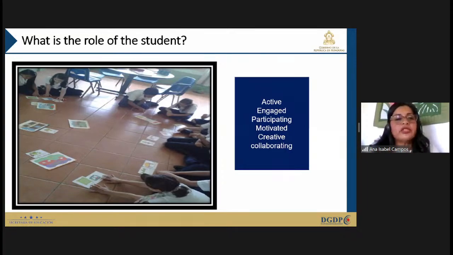Here in this picture, you can see the students actively engaged. They are learning together, they are sharing, they are looking at pictures, selecting, describing, organizing the pictures. So they are active, engaged, participating, motivated, creative, and collaborating. So you can see that in a communicative classroom, all these things are happening.